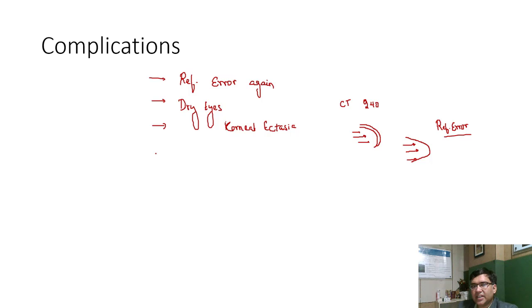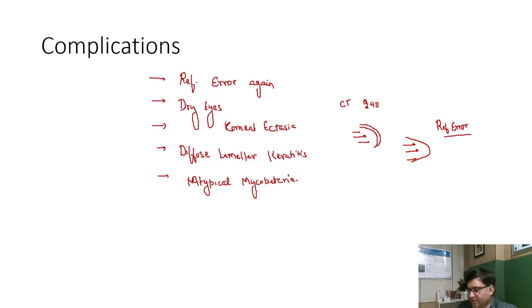Okay, so this corneal ectasia is a very dreaded complication which can be there in thinner corneas. Then sometimes there can be a diffuse lamellar keratitis. Whenever we make a flap and then reposit the flap, there can be inflammation there, so we call it diffuse lamellar keratitis. Last but not the least, we can have infection by the atypical mycobacteria. Remember, atypical mycobacteria are the most common cause of infection in post LASIK patients.